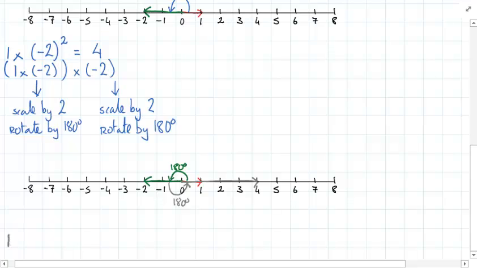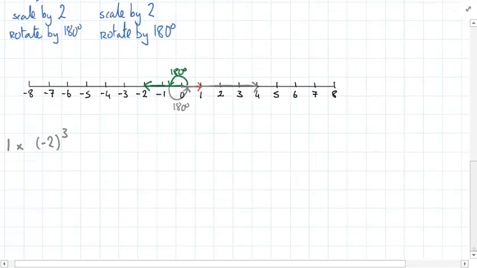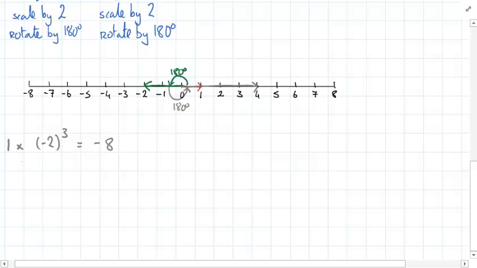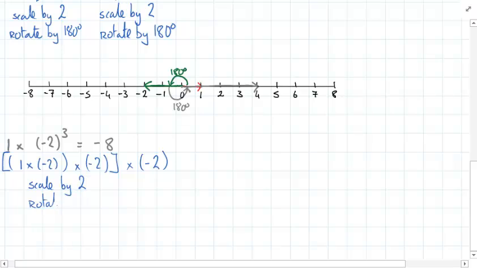So if we take something like 1 multiplied by -2 to the power of 3, again if we go to our calculator, we will get an answer of -8 for that. So can we think about this in terms of rotations and scales? Well, this can be thought of as 1 by -2, and then whatever I get there, I'm going to multiply by another -2, and whatever I get there, I'm going to multiply by another -2. So each time I multiply by -2, I'm going to scale by a factor of 2 and rotate by 180 degrees, since -2 forms an angle of 180 degrees with my number line.